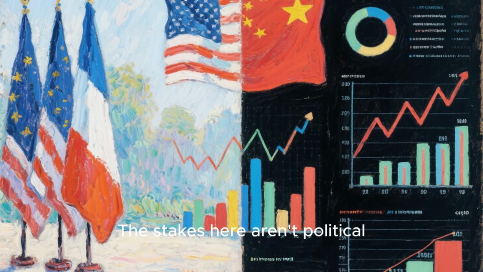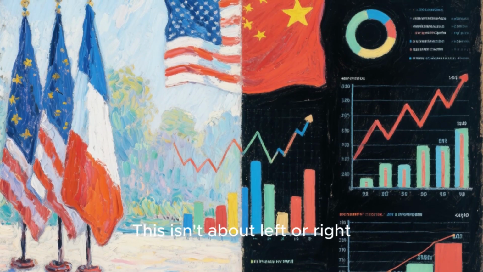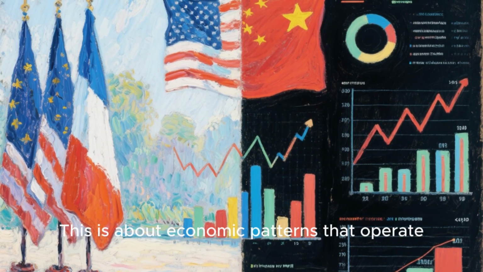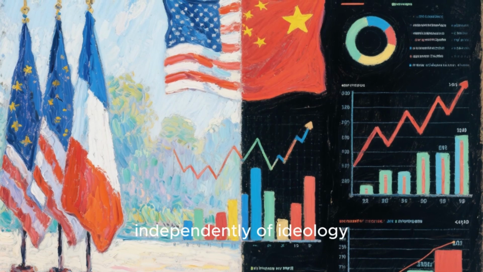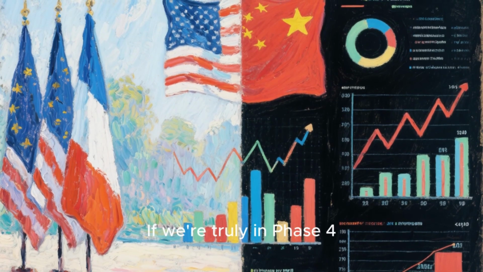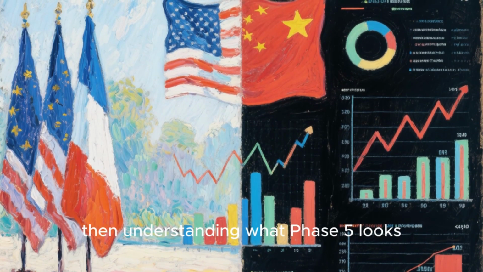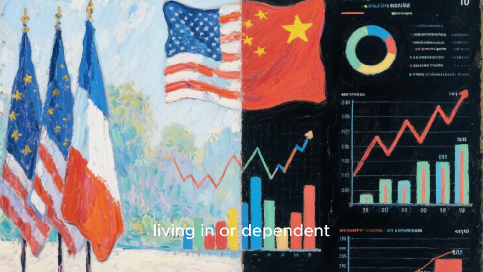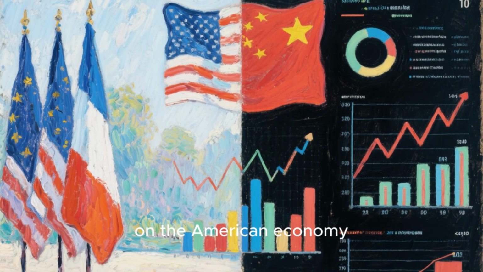The stakes here aren't political. This isn't about left or right, conservative or progressive. This is about economic patterns that operate independently of ideology. If we're truly in phase 4, then understanding what phase 5 looks like becomes the most important question facing anyone living in or dependent on the American economy.